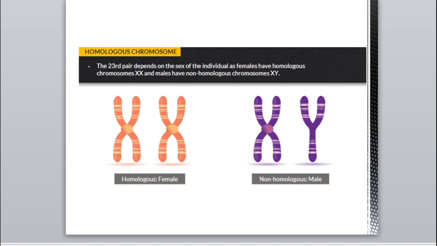We have 23 pairs of chromosomes, and out of which 22 are autosomes. They have the same length, as we have learned, but one pair, we call it the sex chromosomes, is not homologous in males. Females have homologous chromosomes, but males have non-homologous chromosomes, that is XY. In the case of female, it is XX, and in the case of male, it is XY.